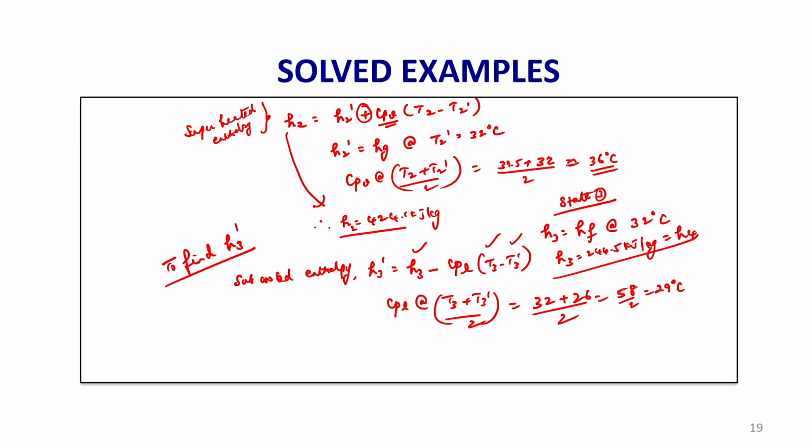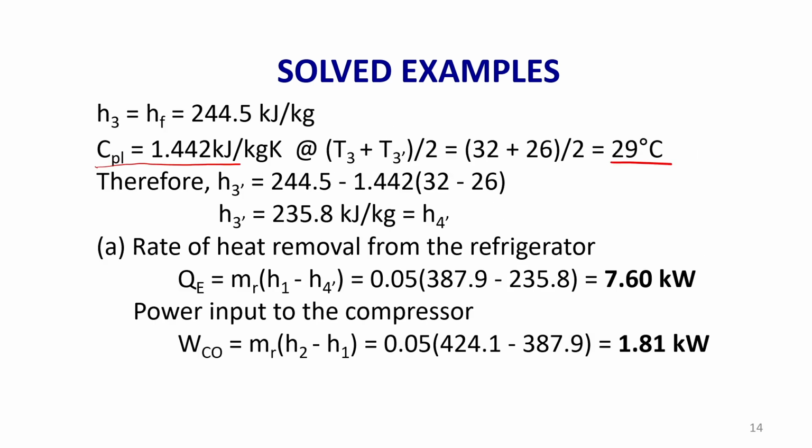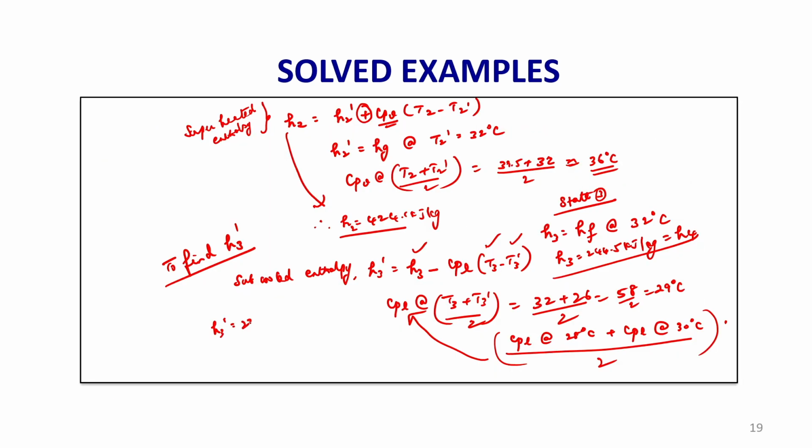So, how to find this value? Cp of liquid at 28 degree centigrade plus Cp of liquid at 30 degree centigrade, because we do not have the value for 29, average by 2. So, this will give the Cp of liquid. Substitute, and you will get H3 dash. The calculated value, I have given the detailed calculation, is 235.8 kilojoule per kg. This is equal to H4 dash.